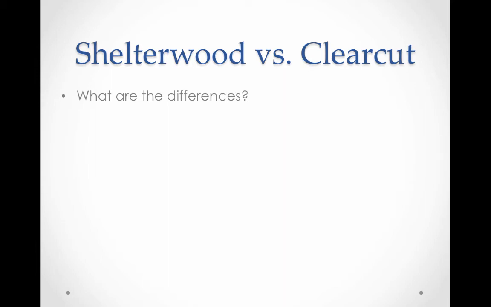So the Shelterwood versus the Clearcut, what are the differences? Pause your lecture for a second and take a moment to write down at least one difference between a Shelterwood and a Clearcut. So hopefully there's some pretty obvious differences that you were able to write down between a Shelterwood and a Clearcut.